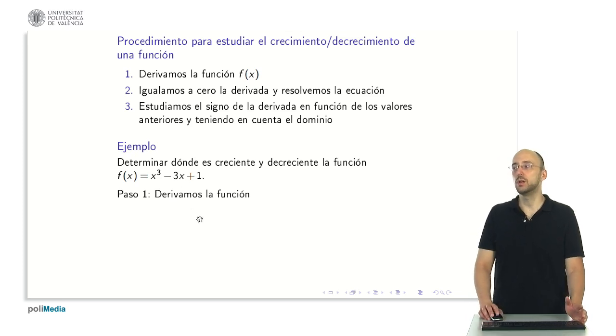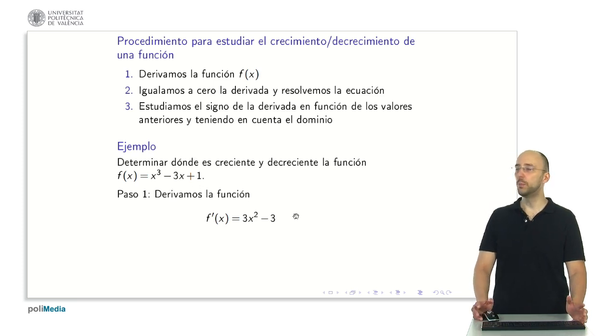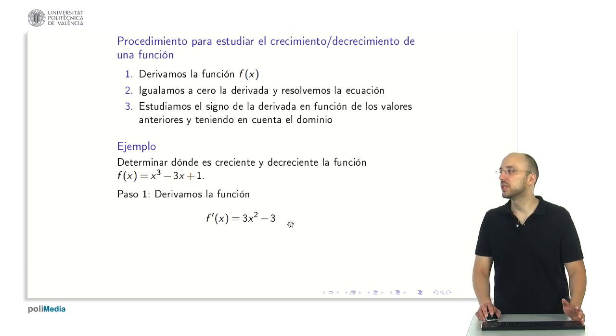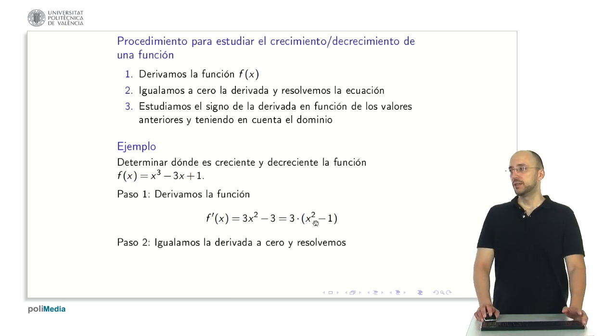It's a polynomial, so when we differentiate it, we bring down the exponent, subtract 1 from the exponent, and for the term negative 3x, its derivative is simply negative 3. This results in a polynomial of degree 2. To make it a bit neater, I factored out the common factor of 3, giving us 3 times x squared minus 1. Next step, we set the derivative equal to 0 and proceed to solve.